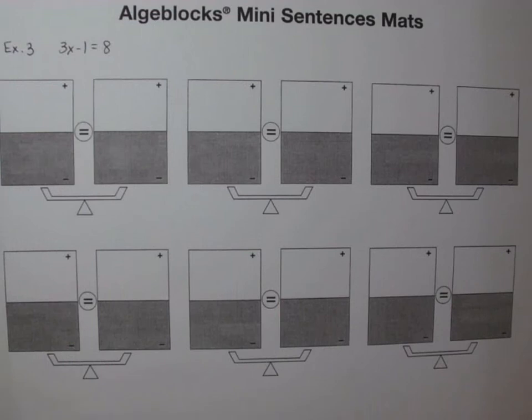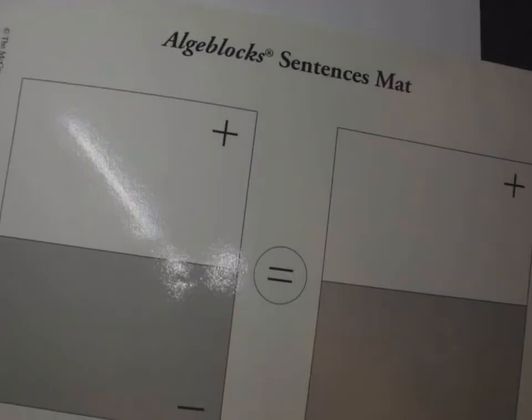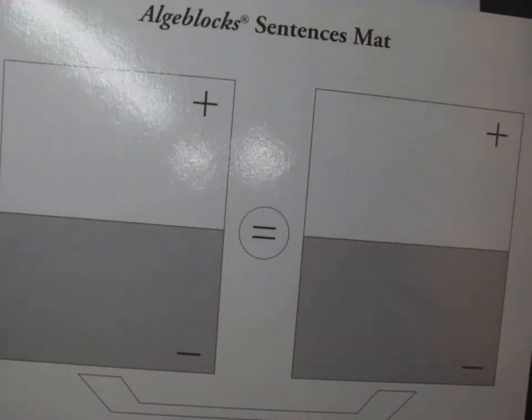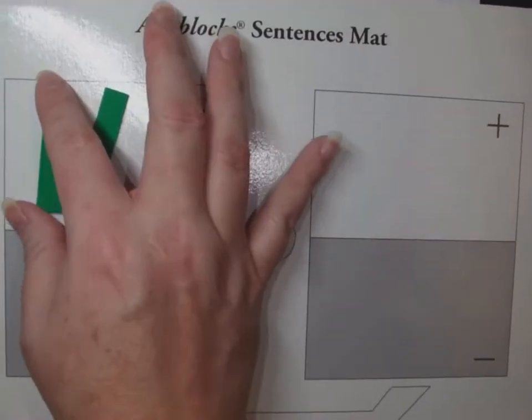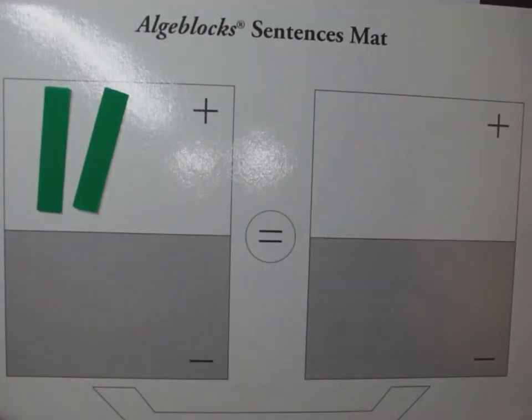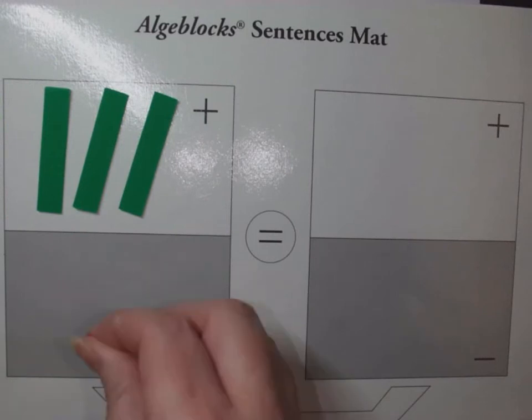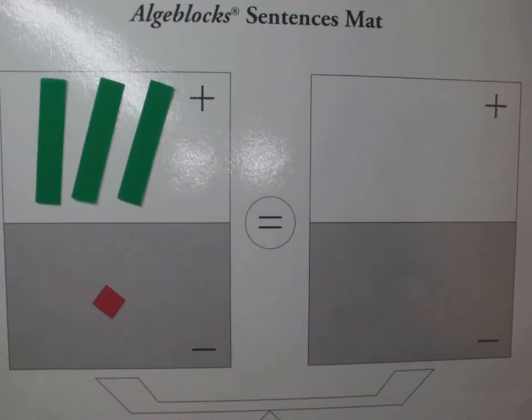All right, so let's do 3x minus 1 equals 8. So 3x minus 1 equals 8. So we've got 3x minus 1, we got to put that on the negative side, equals 8 on the positive side.